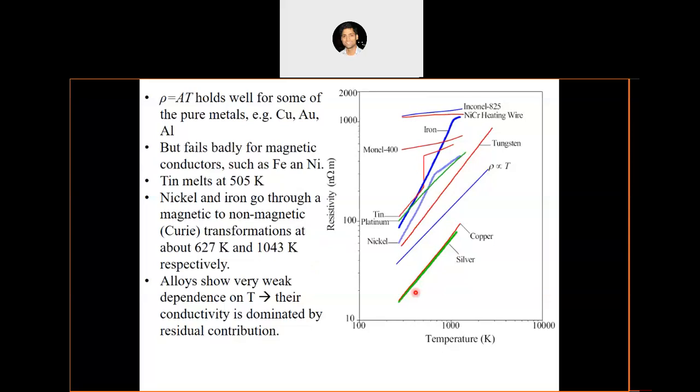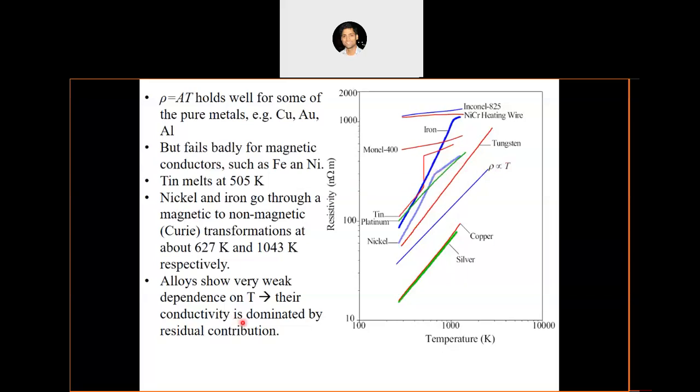Is there any question? There are three main things in this figure. Pure metals like copper, gold, aluminum, silver, they follow rho is equal to AT relationship very well. That means their resistivity is dominated by lattice scattering. Magnetic conductors such as iron and nickel, for them lattice scattering is not dominant and it fails. But once there is a transformation from magnetic to non-magnetic, they start following again this rho is equal to AT relationship, which means again the lattice scattering dominates in these materials once they become non-magnetic.